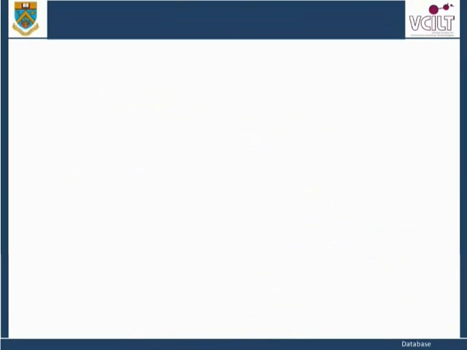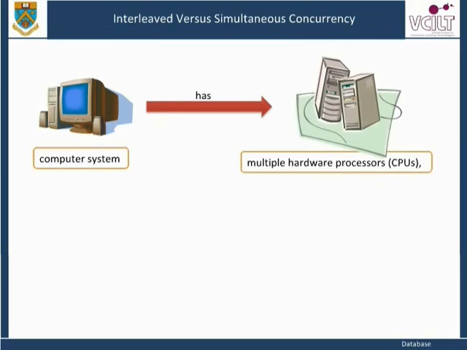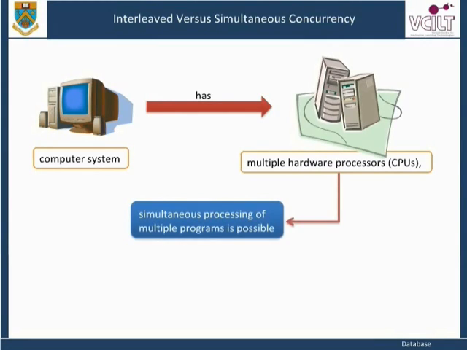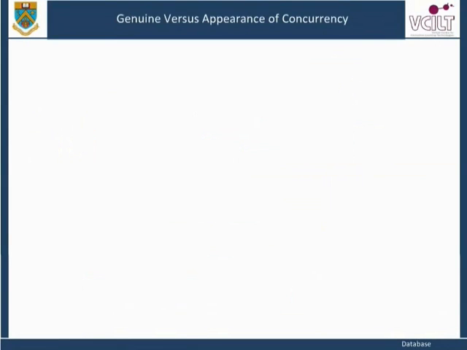Now let's look at interleaved versus simultaneous concurrency. If the computer system has multiple hardware processors, CPUs, simultaneous processing of multiple programs is possible, leading to simultaneous rather than interleaved concurrency. Genuine versus appearance of concurrency.